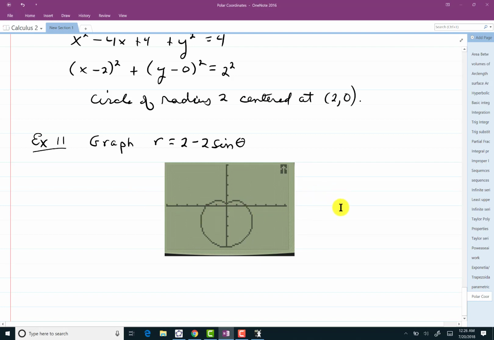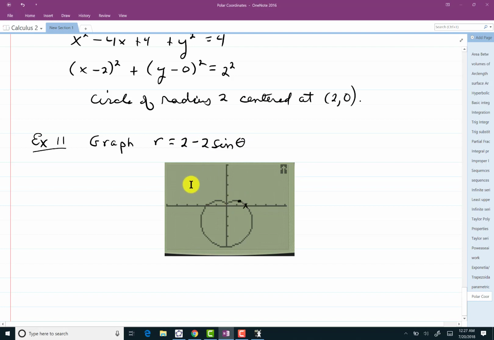Starting at theta equals 0. When theta equals 0, sine is 0. So this is r equals 2. So when r equals 2, you're right there. And then you can sort of keep going. Pick a convenient angle to make sine work nicely for us, like pi over 6. Sine of pi over 6 is 1/2. Well, 2 minus 1 is equal to 1. So r is equal to 1 at pi over 6.